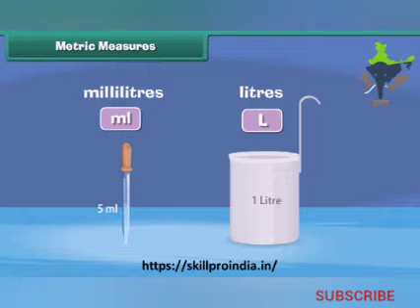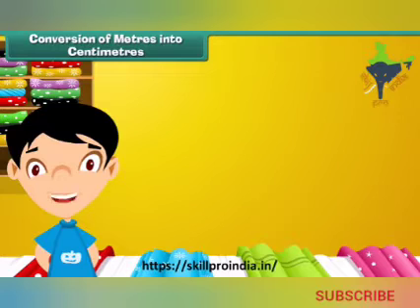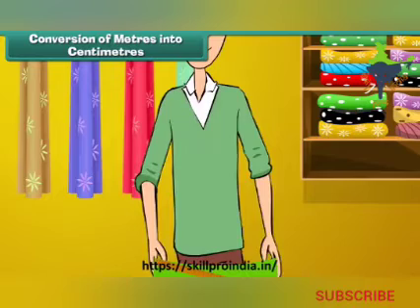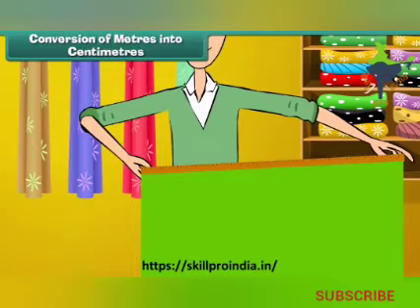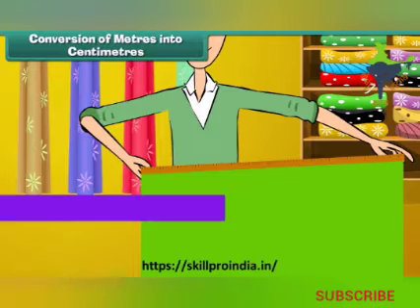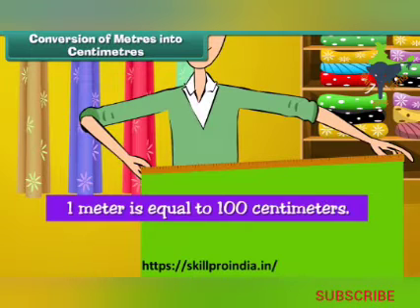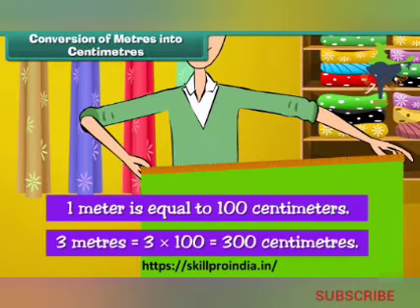Conversion of meters into centimeters. It is time to understand the relationship between meters and centimeters. We will then convert meters into centimeters. 1 meter is equal to 100 centimeters. 3 meters is equal to 3 into 100, 300 centimeters.